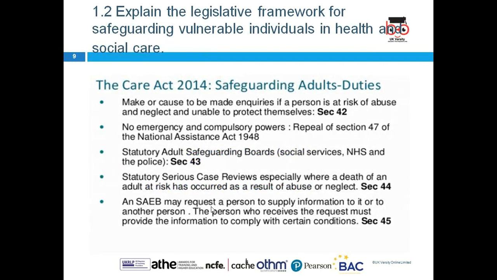Now, the Care Act, just an overview, it helps with duties within adults, because we're talking more about adults in this section. So you have to have inquiries made if a person is at risk, or if they're being neglected or they can't protect themselves. It gives you emergency and compulsory powers. You've got the SABs, the statutory safeguarding boards, as well on here. Then a serious case review, in case something serious has happened, like a death or a serious accident.